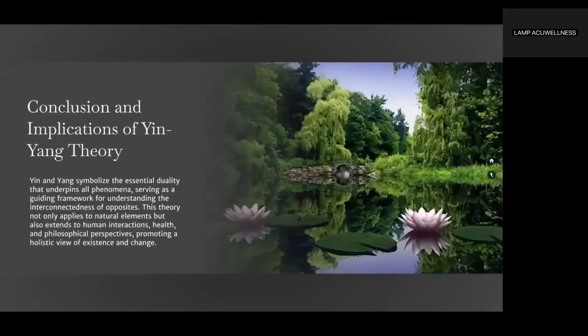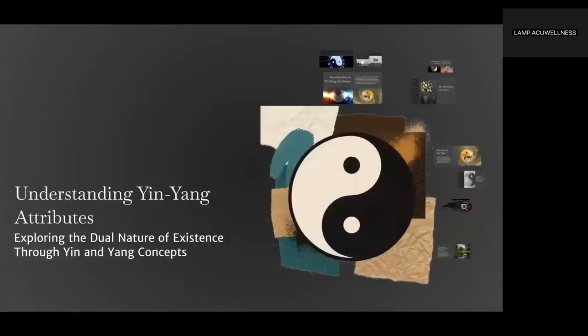Yin and Yang symbolize the essential duality that underpins all phenomena, serving as a guiding framework for understanding the interconnectedness of opposites. This theory not only applies to natural elements, but also extends to human interactions, health, and philosophical perspectives, promoting a holistic view of existence and change.